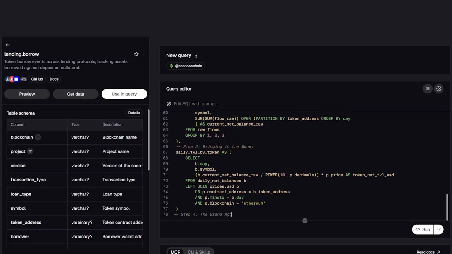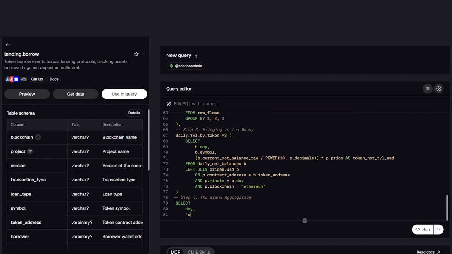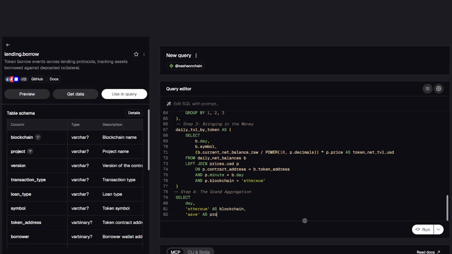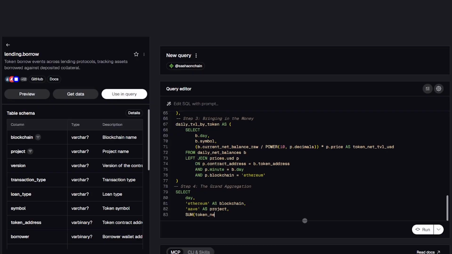The final touch, group everything by day, sum up the USD values of all individual tokens together, and filter for the last 365 days so we don't crash our dashboard.